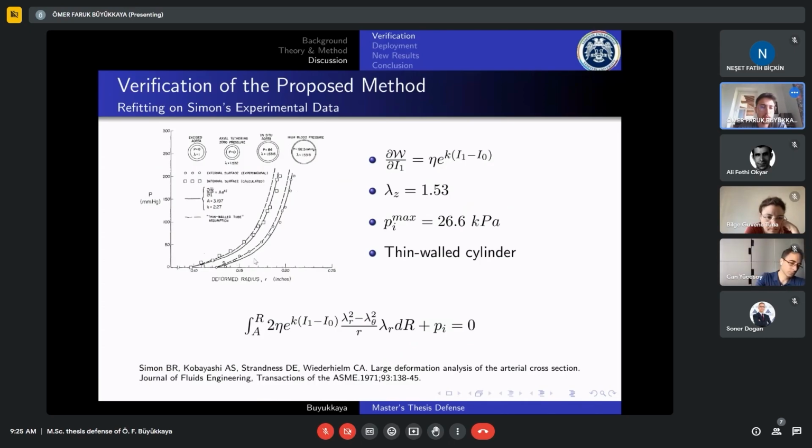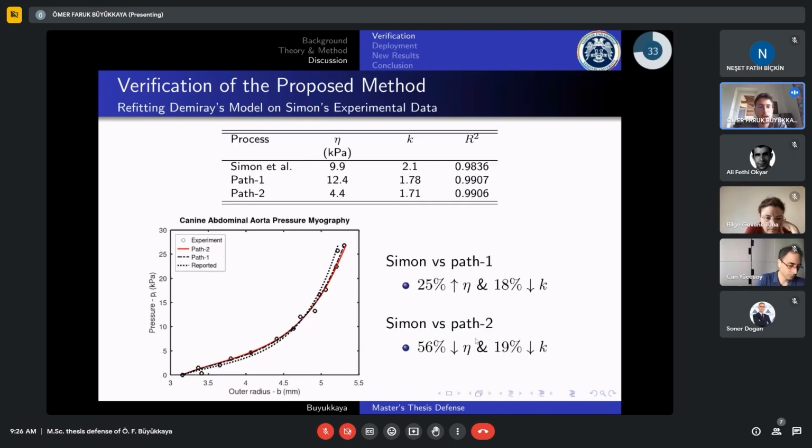Thus, we fitted the outer radii with our formulation, and they actually derive their formulation with a thick-walled cylinder assumption. However, the fitting procedure was relying on a thin-walled cylinder assumption. In our formulation, we follow a similar procedure to the Holzapfel-Gasser equation, and we get this expression that relates pressures and radii.